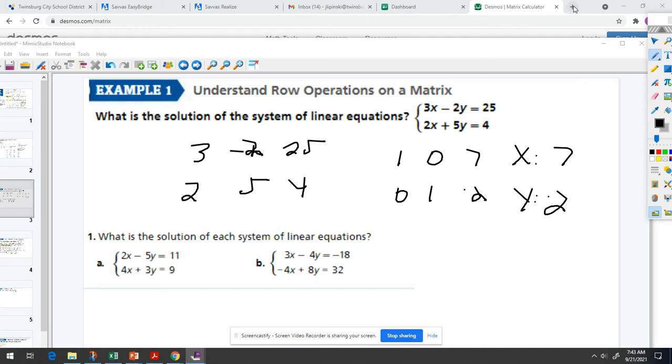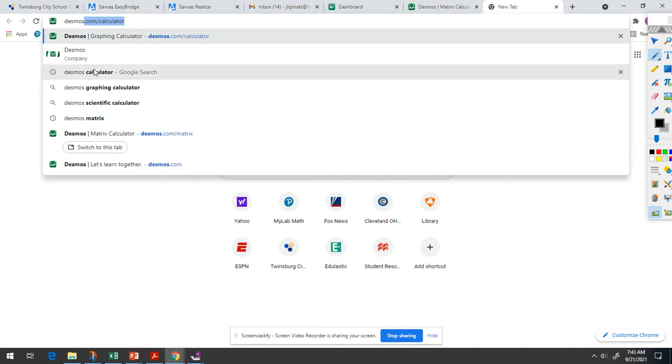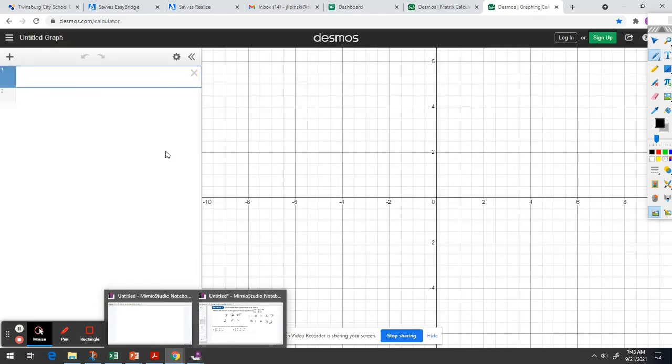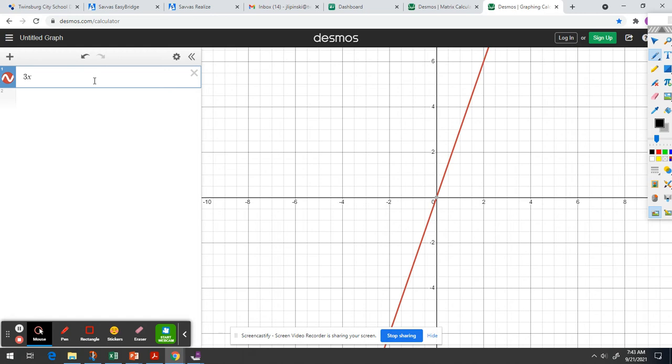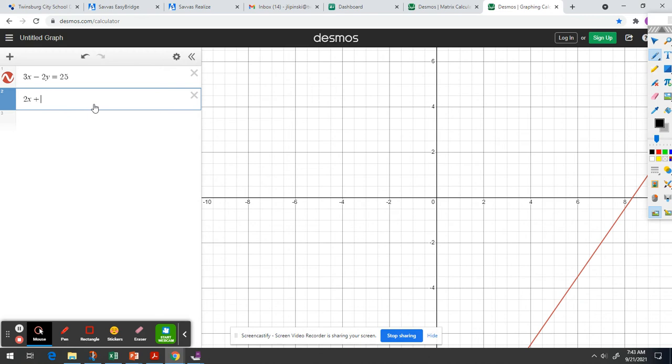If I were to graph this on just a regular Desmos graphing calculator, if I were to graph this original problem, which was 3x minus 2y equals 25, and I graphed the other line, which was 2x plus 5y equals 4, look where they intersect. They intersect at the ordered pair 7, -2. So it's another way for us to get answers to a linear system.